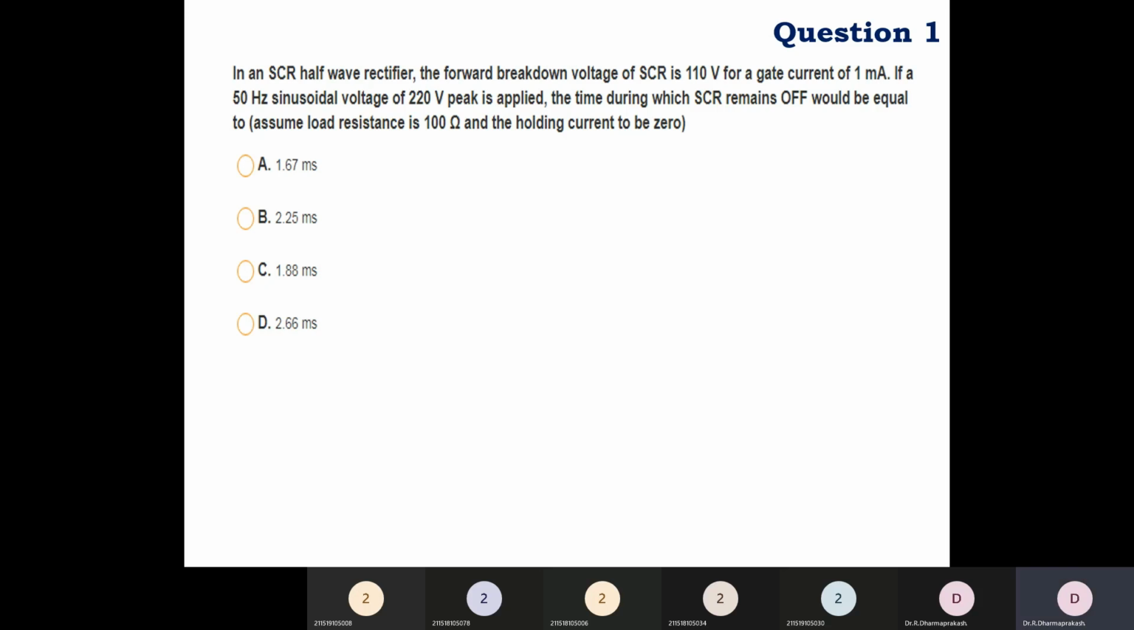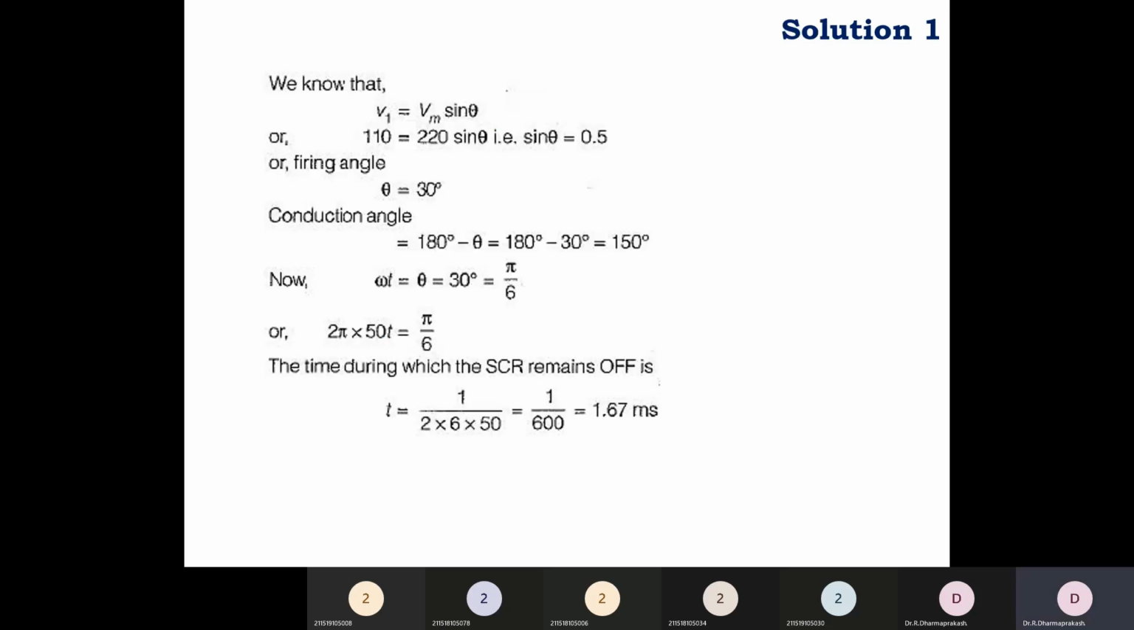If a 50 hertz sinusoidal voltage of 220 volts peak is applied, the time during which the SCR remains off will be equal to, assume load resistance is 100 ohms and the holding current to be 0. So when it reaches 110 volts, we have to calculate. Here we know that V1 is equal to Vm sin theta. When this V1 is equal to 110 volts, the device will start conducting, right?